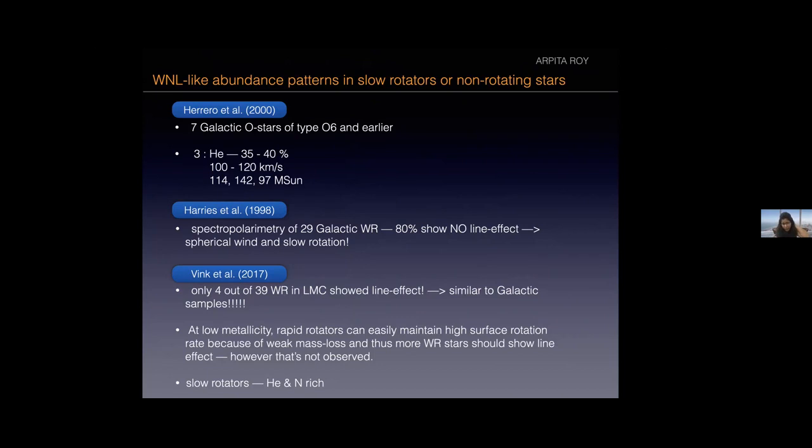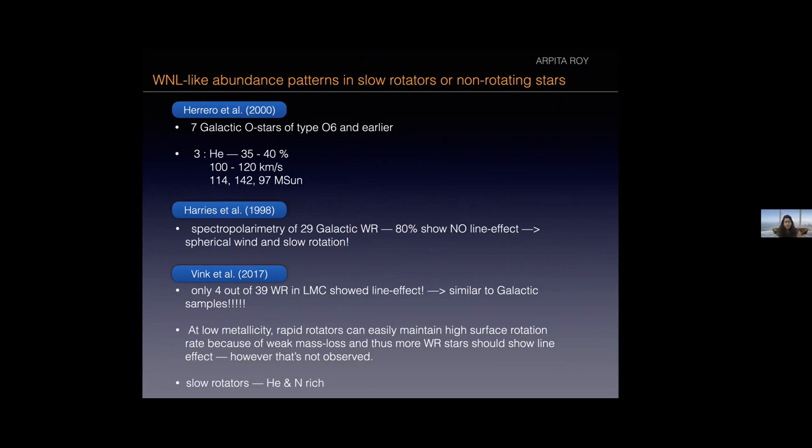In 1998, they tried to study the spectropolarimetry of 29 galactic Wolf-Rayet stars. What you mean by line effect is that, normally, how do you measure the rotation rate? You see these absorption features, and depending on the rotation, you see this broadening, and that's how you measure the rotation rate. But for these kinds of stars, you see the emission lines.